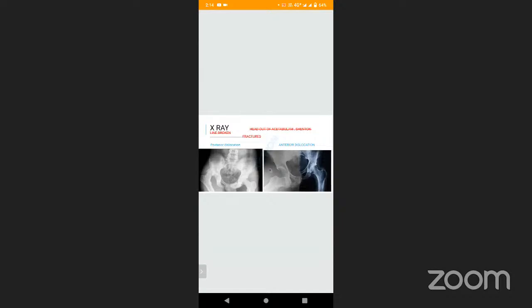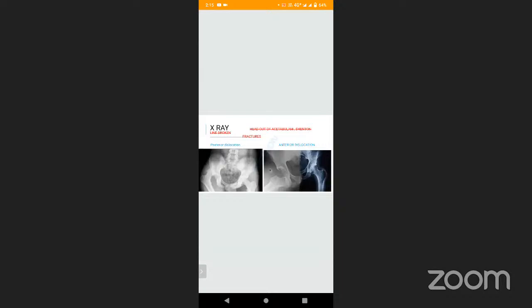That means the Shenton's line is broken. There is a line called Shenton's line, which is formed by the inferior margin of the neck of the femur and the superior pubic ramus. That line should be continuous. That Shenton's line is broken here. So you have to look for whether the head is out of the acetabulum, whether the Shenton's line is broken, and in this picture you can clearly see that the head is dislocated posteriorly.